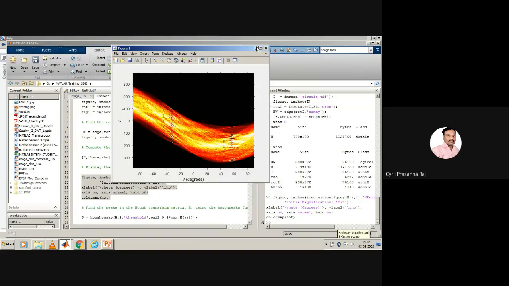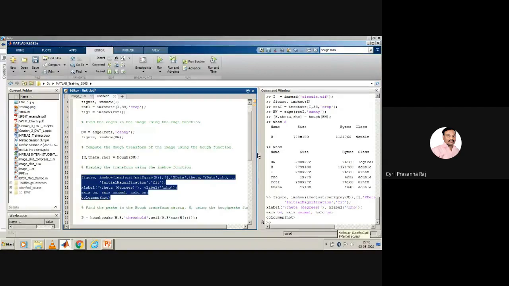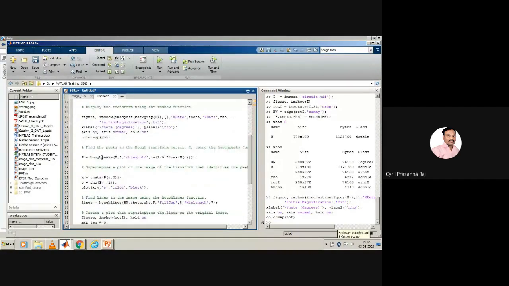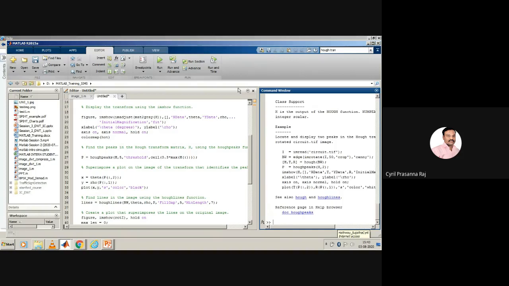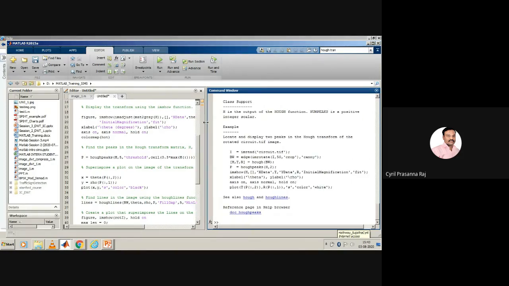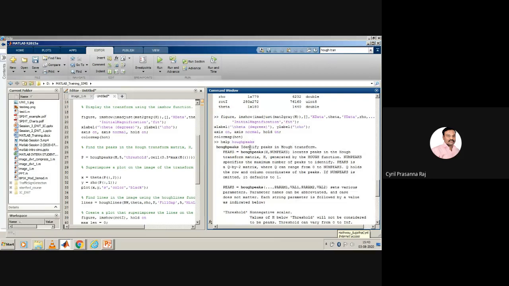But now, to identify the most significant straight lines available, there is another function called houghpeaks. You can go to the help file and type help houghpeaks. This command will identify peaks in the Hough transform. That means there might be multiple straight lines of multiple lengths, so there will be multiple points.